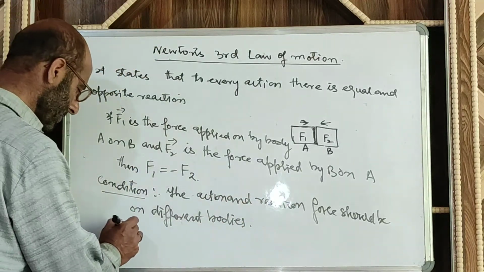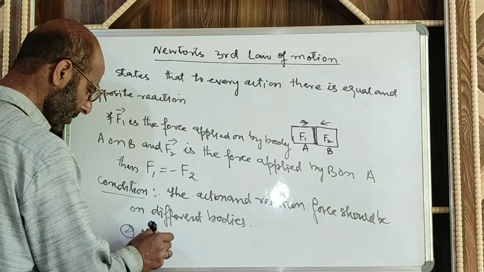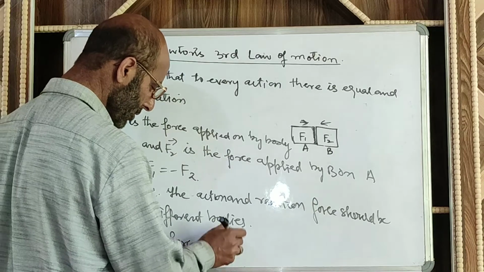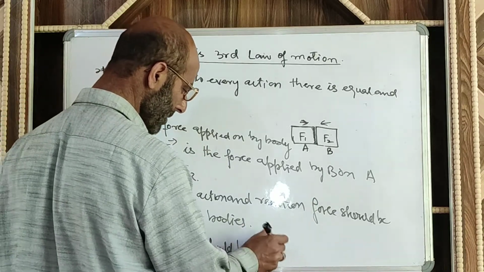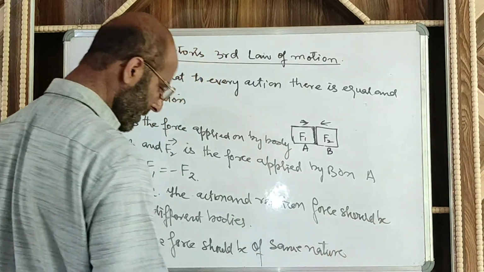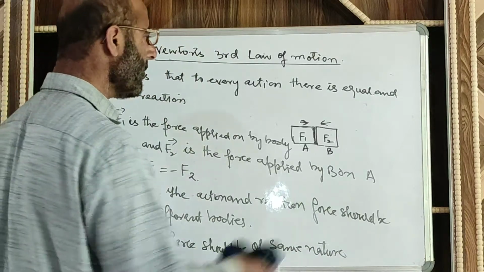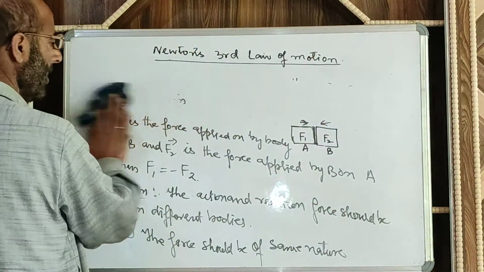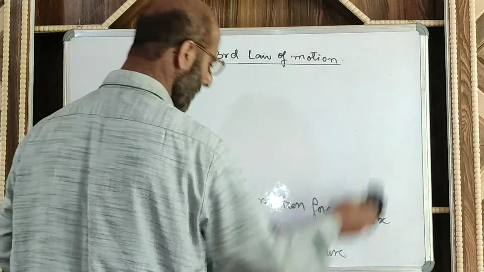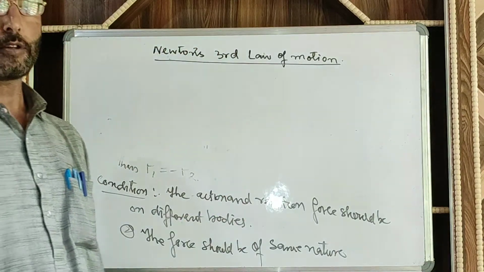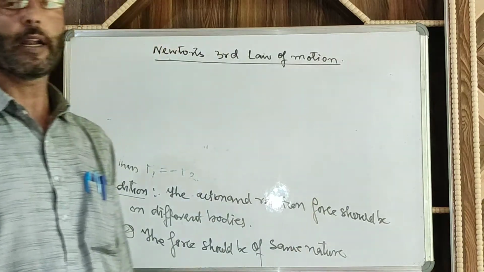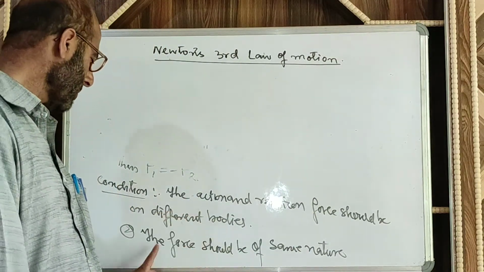Number second, the force should be of the same nature. एक अप्लाई करेगा वही फोर्स दूसरा भी अप्लाई करेगा. For example, if one applies electrostatic force, the other should also apply electrostatic force. If one applies gravitational force, the other should also apply gravitational force. If one applies magnetic force, the other should also apply magnetic force. So these forces are equal and opposite.